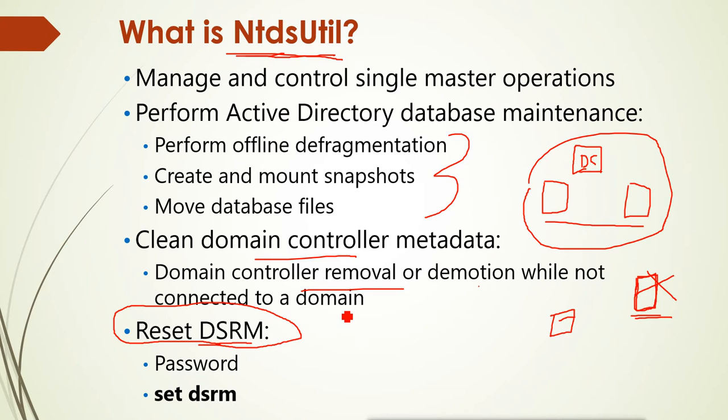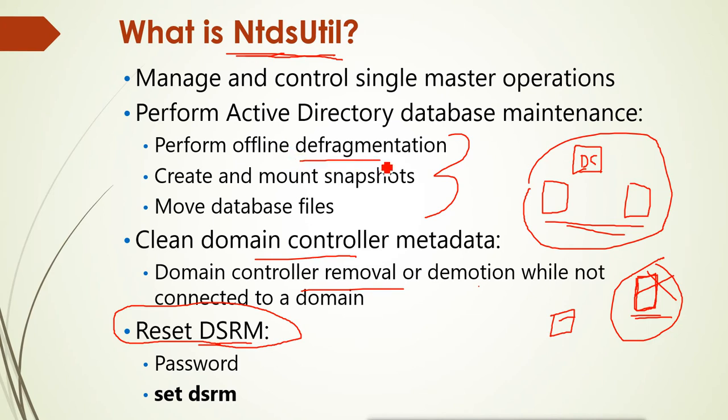And sometimes, what happens if it is not connected to the other domain and we demote this domain controller? It will be demoted from here, but it will still remain in the database. So we have to do the metadata cleanup. Then we can also perform the defragmentation.